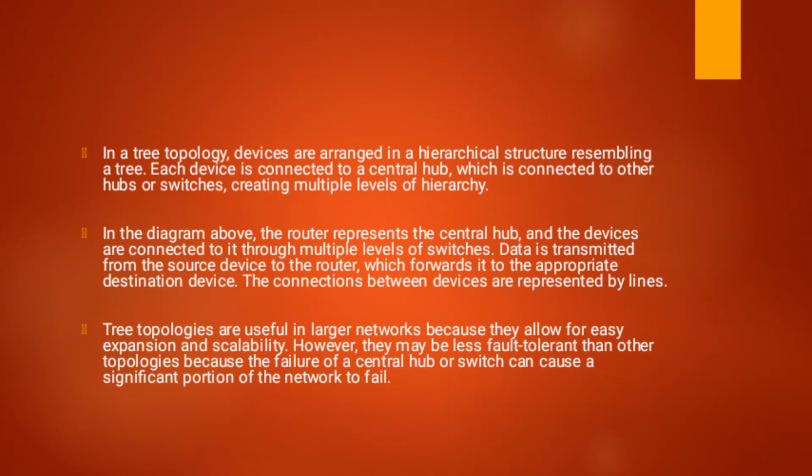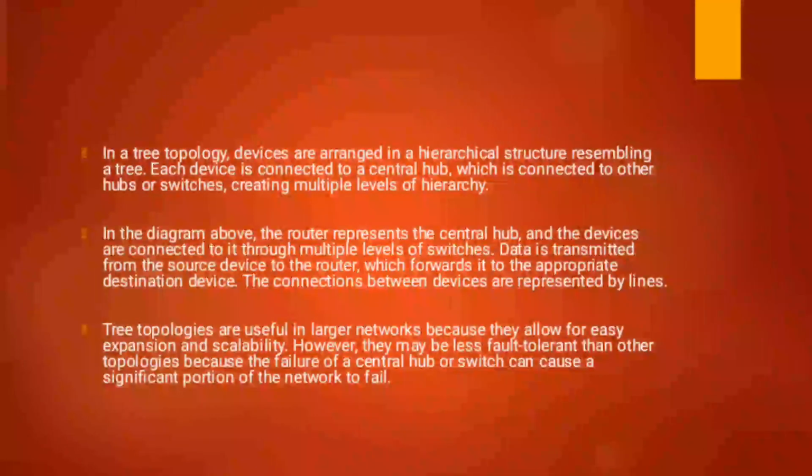So in tree topology, devices are arranged in a hierarchical structure resembling a tree, and each device is connected to a central hub which is connected to other hubs or switches, creating multiple levels of hierarchy. In the diagram above, the router represents the central hub, and the devices are connected to it through multiple levels of switches, such as device 1, device 2 and device 3. Data is transmitted from the source device to the router, which forwards it to the appropriate destination device. In this case, we have devices 3 and 4, devices 4 and 5, and devices 6 and 7.